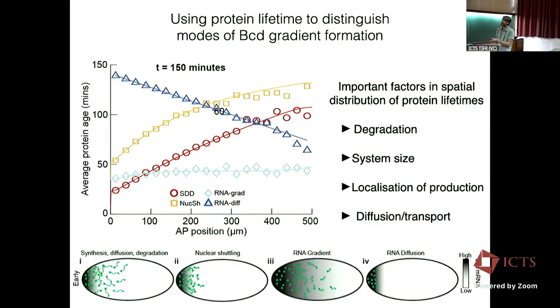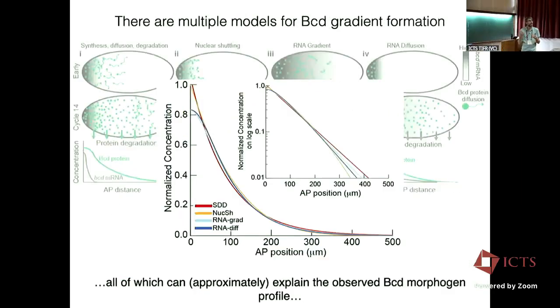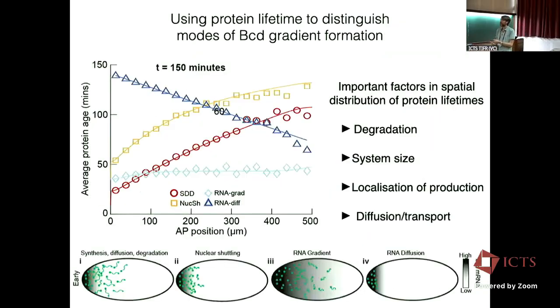The RNA gradient: bicoid is produced everywhere. So pretty much the bicoid is the same age everywhere through the embryo, so it's pretty flat. And the RNA diffusion model is the inverse. Because the RNA is diffusing through, and you've got to wait for the protein to then be made. In fact, it takes a long time for the RNA to diffuse to the posterior, so the posterior has the youngest protein. So although if you just measure intensity they look the same, the models all have very different predictions for how old the protein is as a function of position.